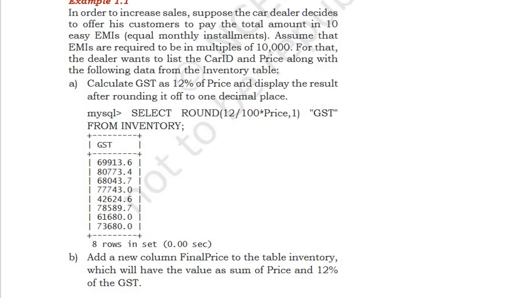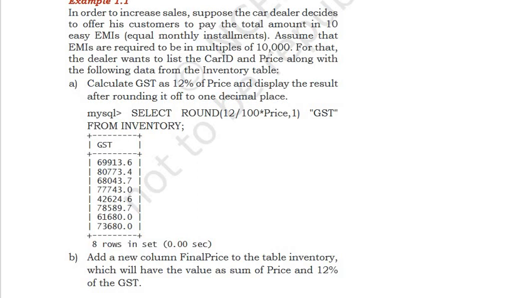We'll see a practical example here. In order to increase sales, the car dealer decides to offer his customers to pay the total amount in 10 EMIs. And EMIs are required to be in multiples of 10,000. The dealer wants to list the car ID and price. The table is the inventory table. So calculate GST as 12% of price and display the result after rounding it off to one decimal place.